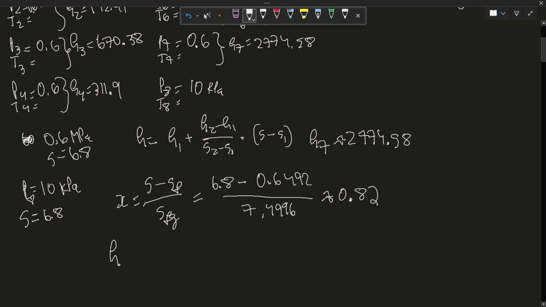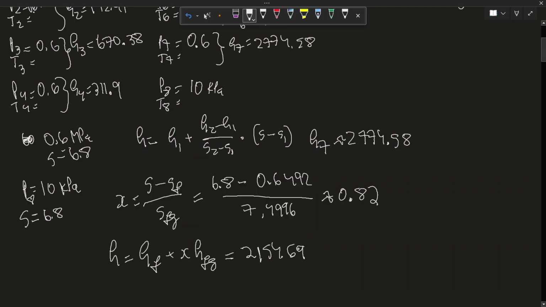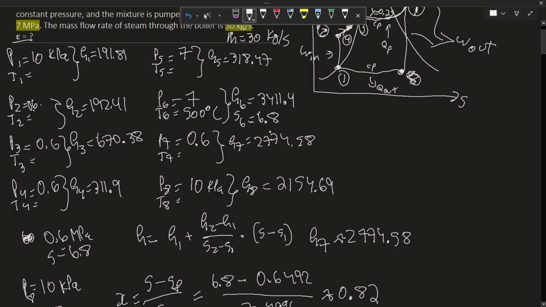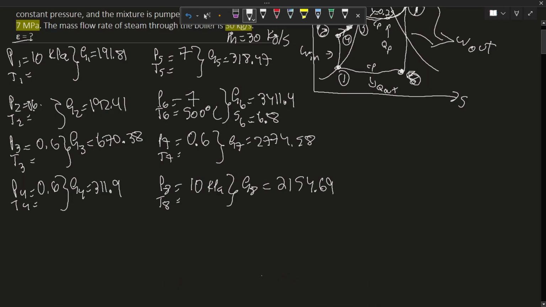So now we can find H, which is equal to HF plus X HFG. Reading the tables again and plugging in the values, you're going to get an H8 of about 2154.69. Nice. H8 equals 2154.69. And that's it. We have all of the enthalpies. Now we're ready to calculate the utilization factors. Let me just clean this up real quick again.